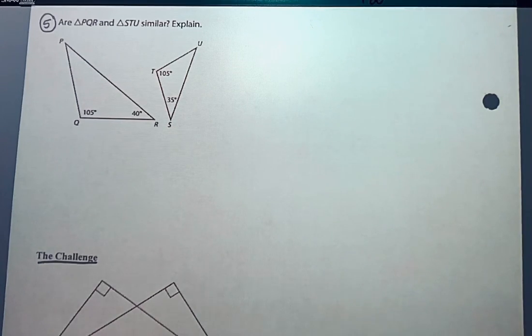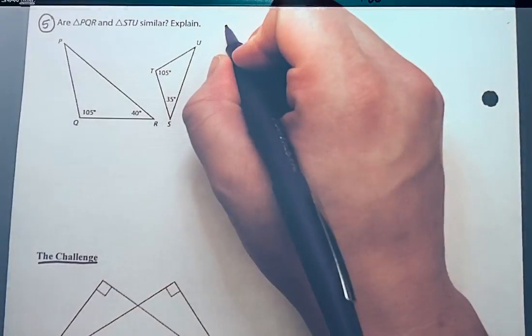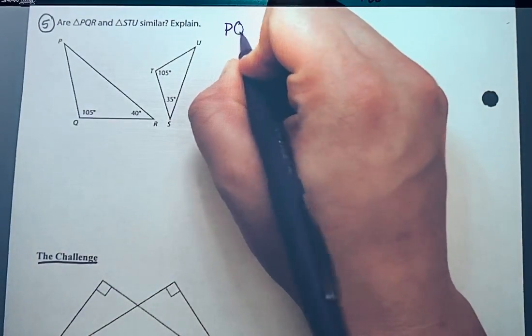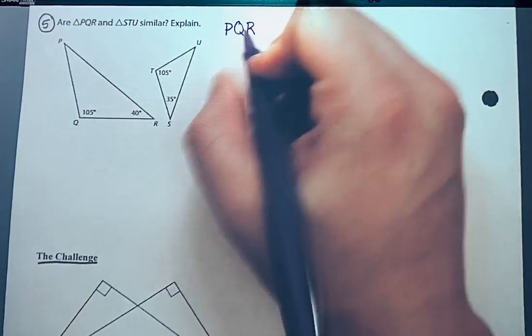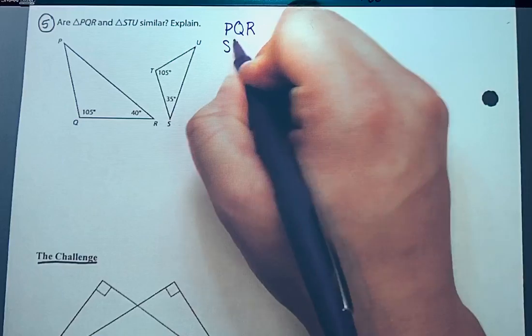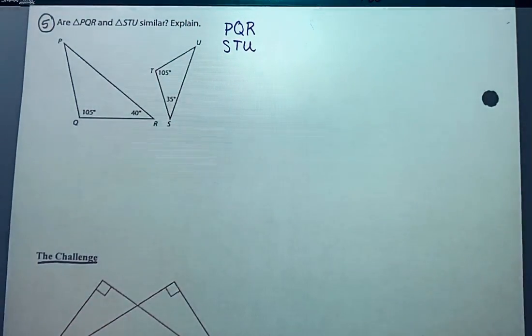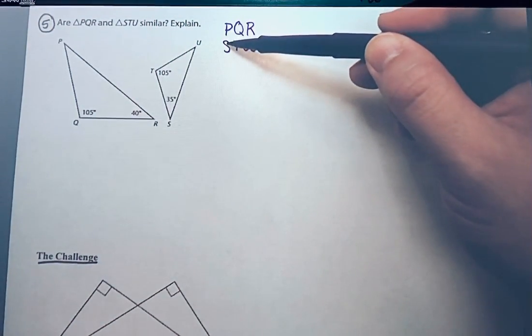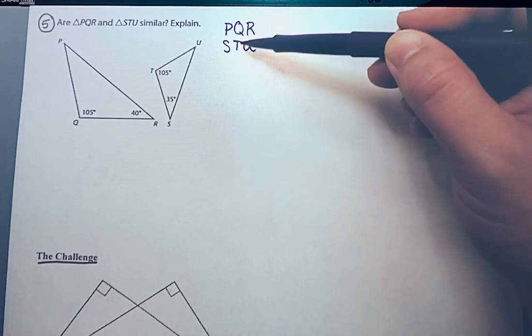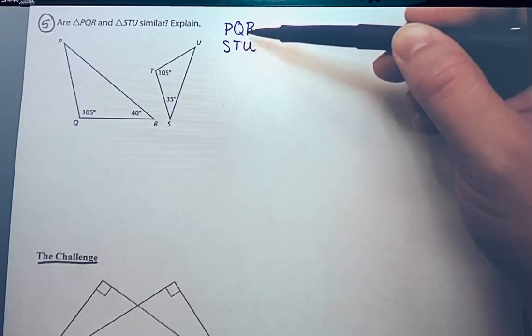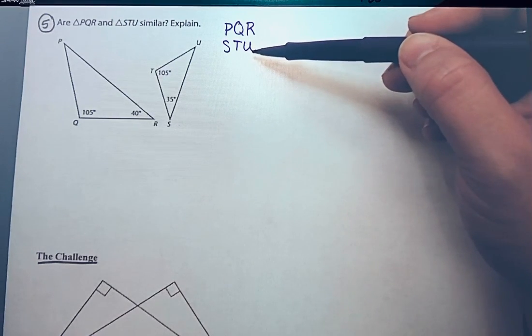Well, first thing I want to do is off to the side, I want to write down the order that they write these letters in, PQR, STU. In order for these to be similar, we know P and S have to be the same exact measurement, Q and T have to be the same measurement, and R and U have to be the same measurement. And we'll check that at the end of the problem.